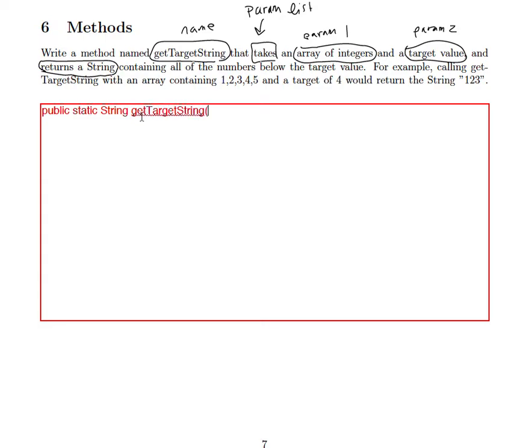Takes says here comes the parameter list, an array of integers. It doesn't say what to name it, so I'm just going to say it's an array named R. And a target value, the target value, okay, so what type is that? We're returning a string containing all the numbers below the target value. So if this is my key, that target value is a number. And since we're dealing with ints here, I'm going to call it int target.